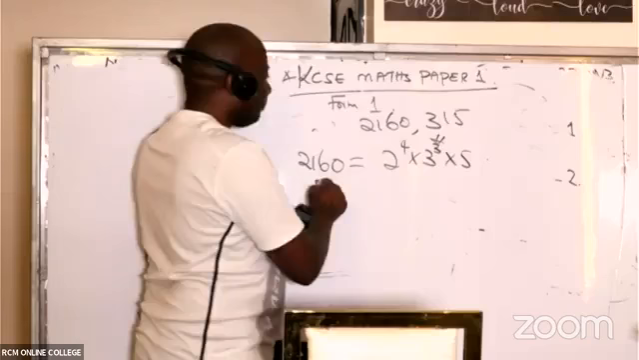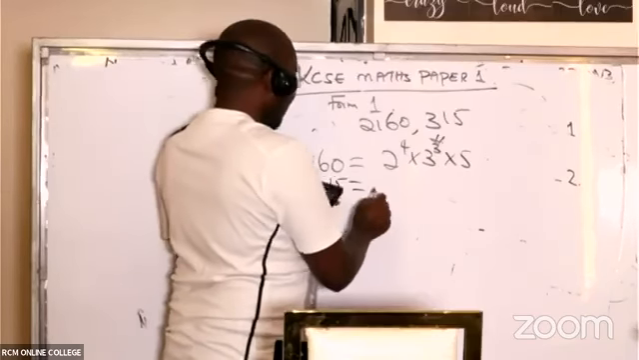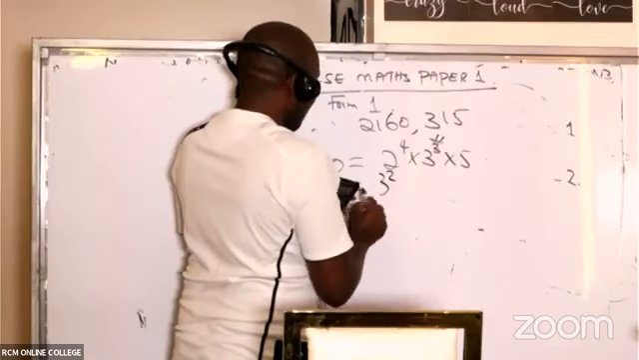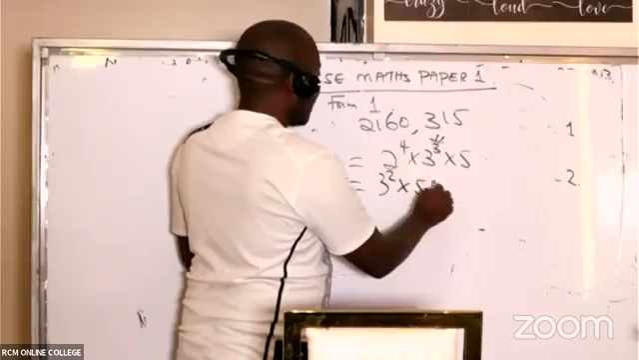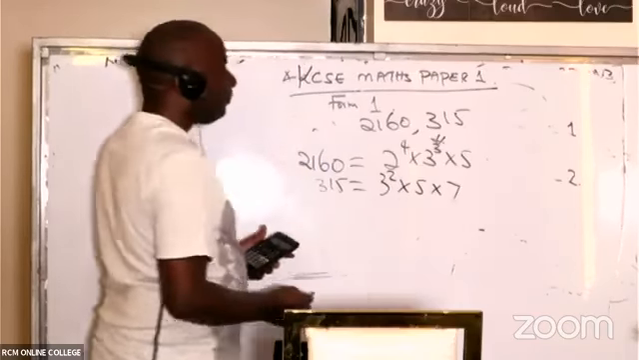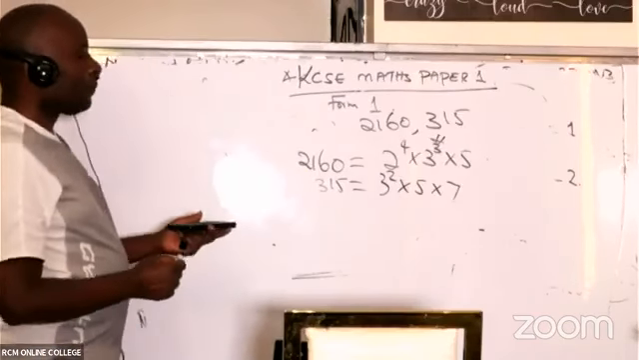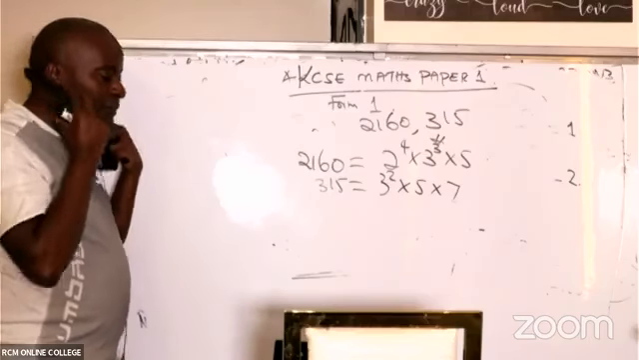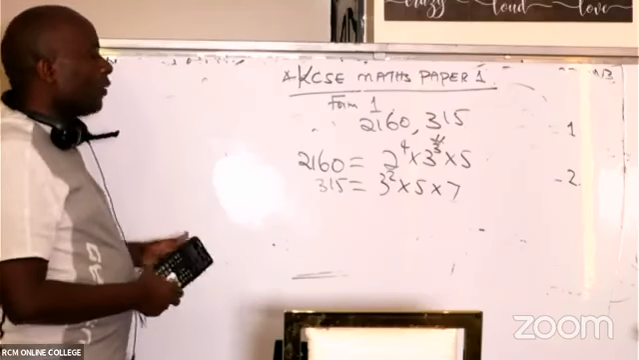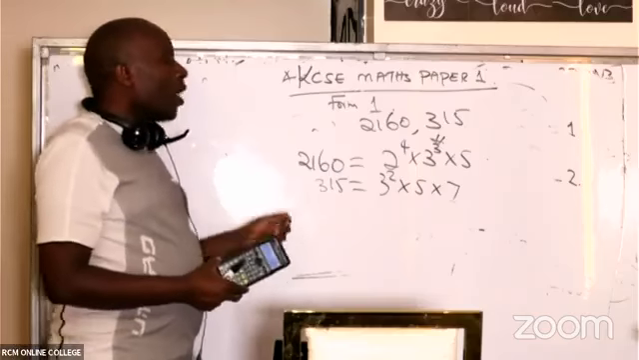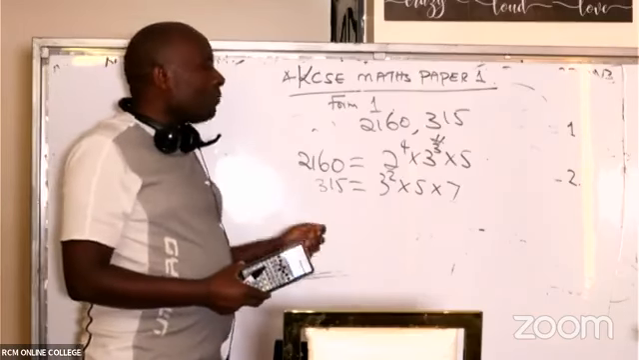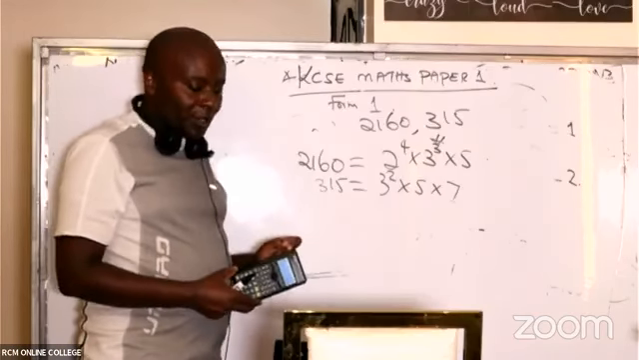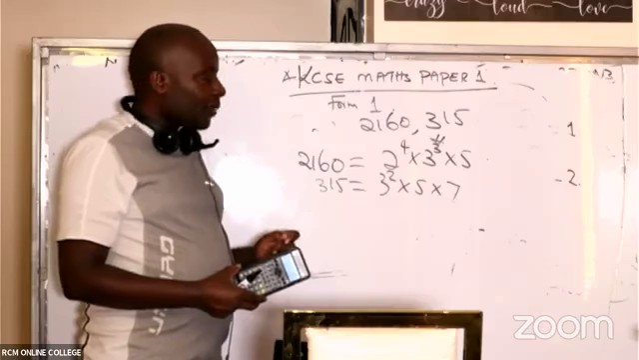So I'm getting here 315. I'm getting here 3 squared times 5 times 7, like that. Now, once you have the factors, it becomes very easy for you to pick up the common numbers.